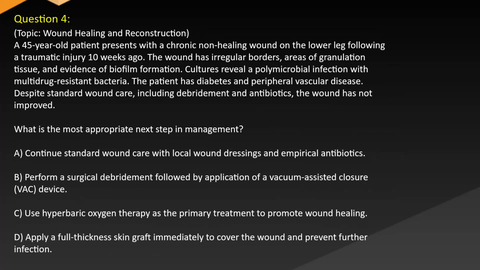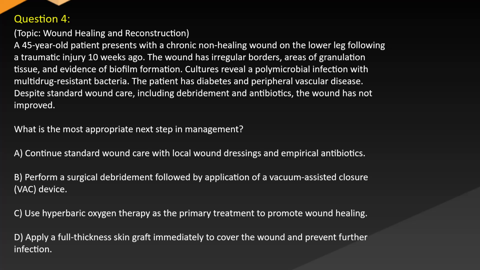Question 4. Topic: Wound healing and reconstruction. A 45-year-old patient presents with a chronic non-healing wound on the lower leg following a traumatic injury 10 weeks ago. The wound has irregular borders, areas of granulation tissue, and evidence of biofilm formation. Cultures reveal a polymicrobial infection with multi-drug-resistant bacteria. The patient has diabetes and peripheral vascular disease. Despite standard wound care, including debridement and antibiotics, the wound has not improved. What is the most appropriate next step in management?